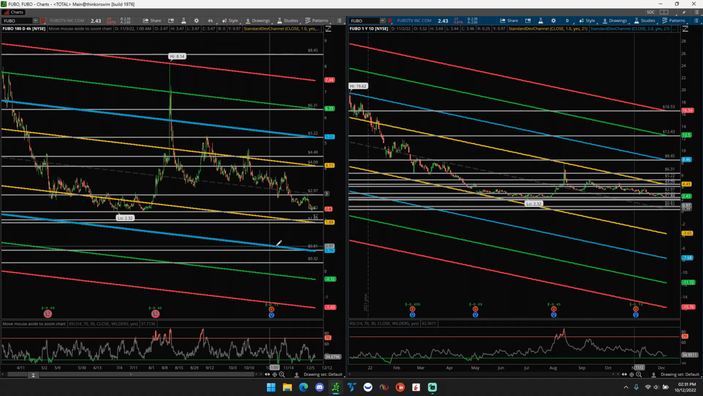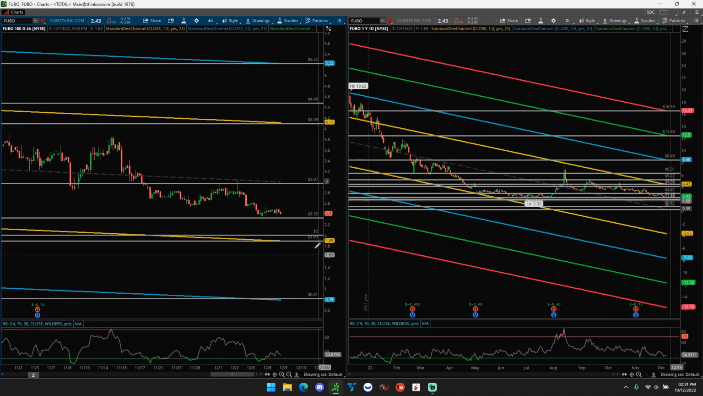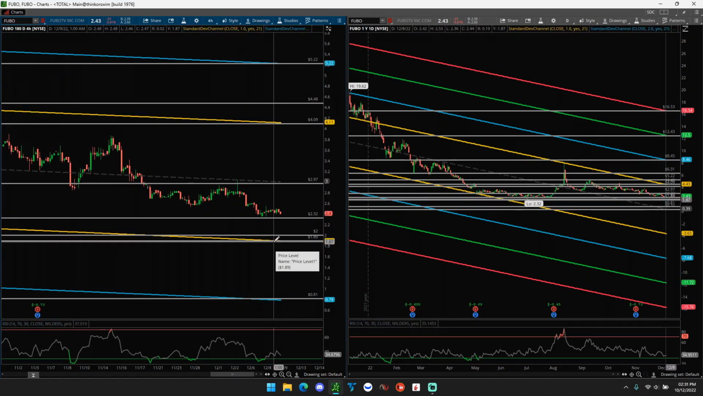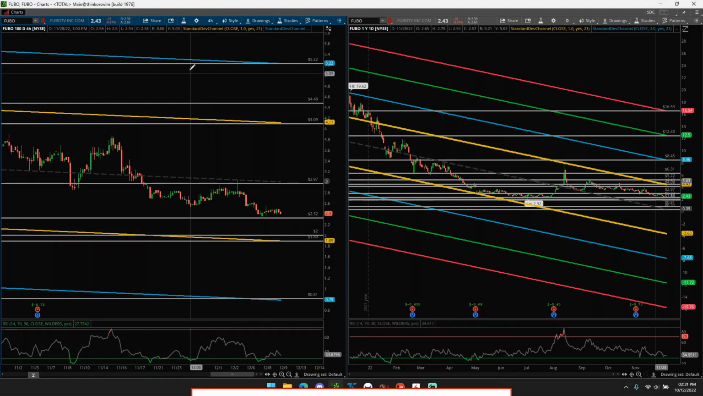If bad news comes out on FUBO, again, we don't play the technicals off the news because fundamentals are always a key driver. So if bad news comes out and it instantly spikes through $2 and 190, obviously we're not going to look to play those levels. But once the stock stabilizes after the fundamental news, then we can go back to looking at these technical levels and seeing if there's any trade opportunity.